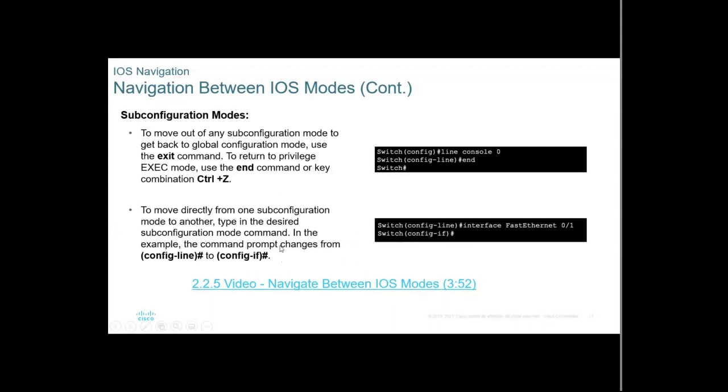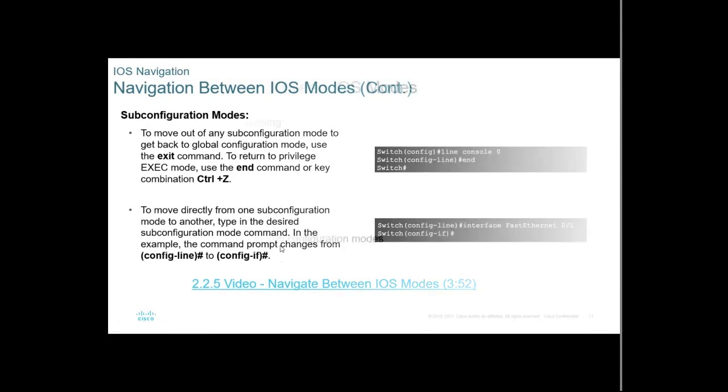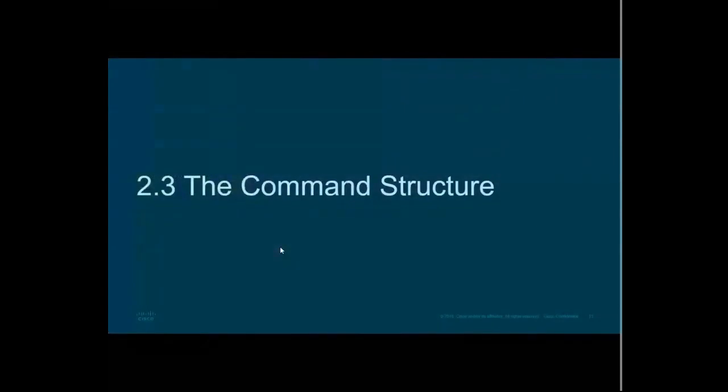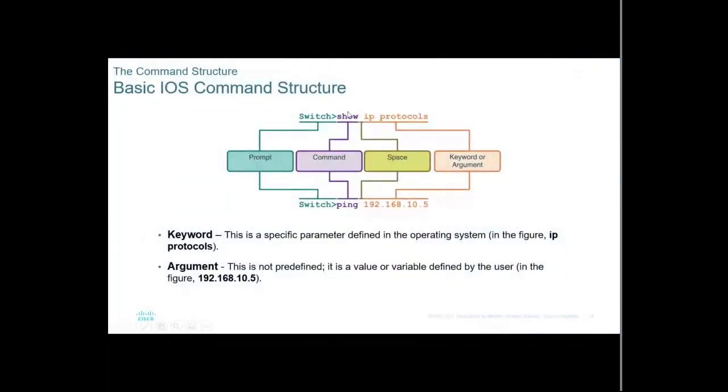Yeah, absolutely. So if I continue with this, there's a video for navigating between the iOS, and you can see that a little bit later. There's a command structure. There's a prompt, there's a command, and then there's what you want to do. So in this case, it's on the switch, called switch. It's in the normal user exec mode because I can tell by the prompt, and it's going to use it to show or display the IP protocol.